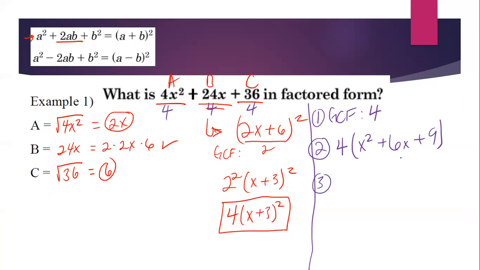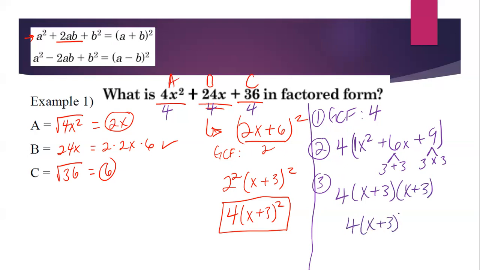Then I ask myself what multiplies to give me 9, but adds to give me 6. The reason I can do a simple one is because my leading coefficient is 1. So I don't have to do the full X box, I just ask myself, what multiplies to give me 9, but adds to give me 6? 3. 3 times 3 and 3 plus 3. So therefore, this is x plus 3 times x plus 3. So my factor is x plus 3 squared.